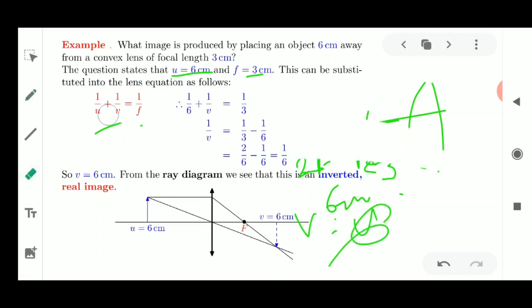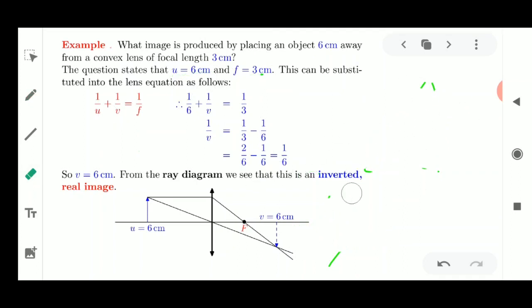Fine. So this is the way by which you are going to solve the numerical, and you will get the answer very easily. And this is how you have got the answer v is equal to 6 centimeters. If you have got 6 as a positive sign, it means that the image is formed on the opposite side, and it is an inverted and real image. Okay, so this is how you are going to solve the numerical.